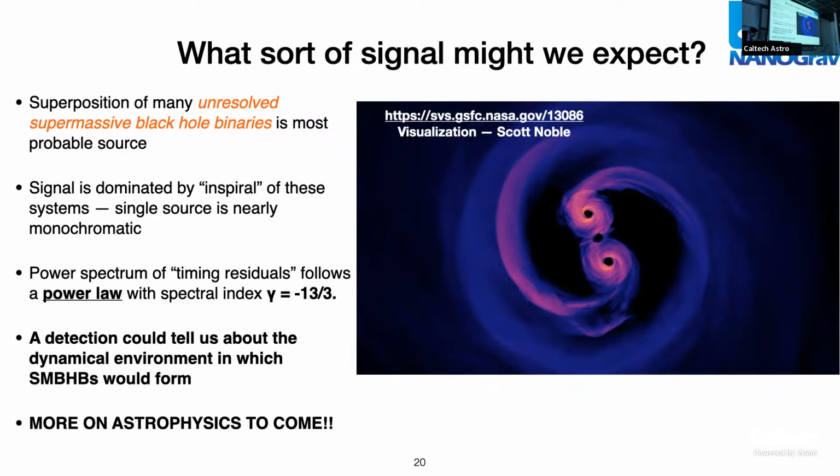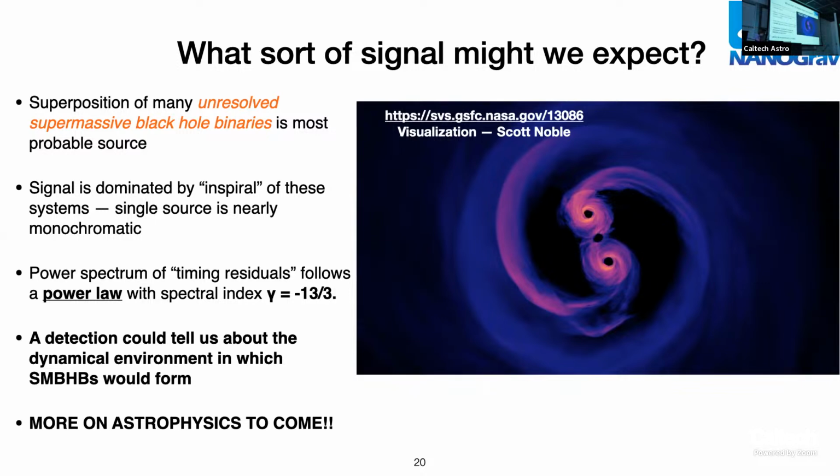If you have an idealized model for how these systems evolve, say if these binaries are getting closer to one another only due to gravitational wave emission, then what you find is you expect a power spectrum in those timing residuals, so that delta t GW, that follows a power law with a spectral index of -13/3. So this is idealized astrophysics that gives you this prediction, and real things that happen will push you away from this 13/3.